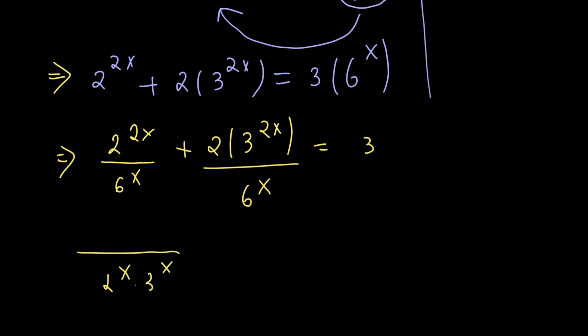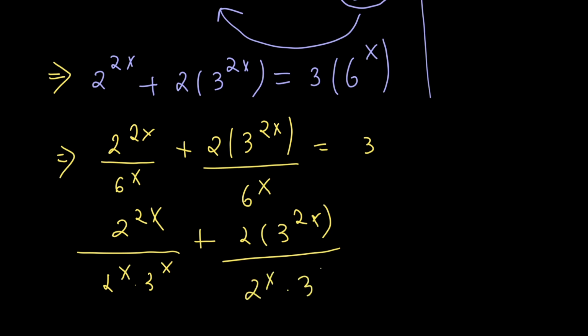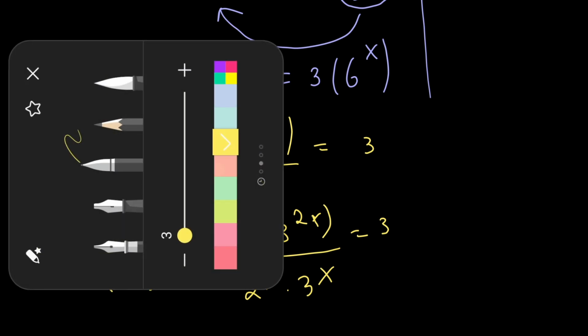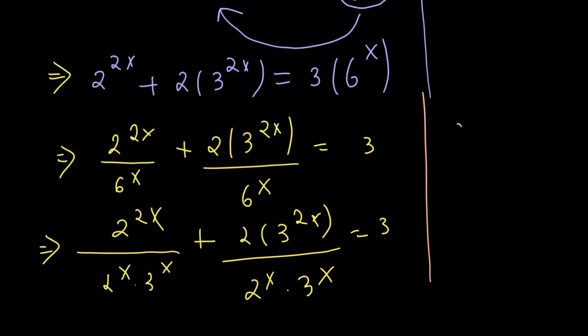Okay, so in both of the denominators, the 6 to the power x will turn out to be like this. So the numerator as it is, first of all, divided by, now instead of 6 to the power x, I will write 2 to the power x into 3 to the power x, and this thing equals 3. Now we know this particular exponential rule, that is a to the power m divided by a to the power n equals a to the power m minus n. So the same rule can be utilized over here.